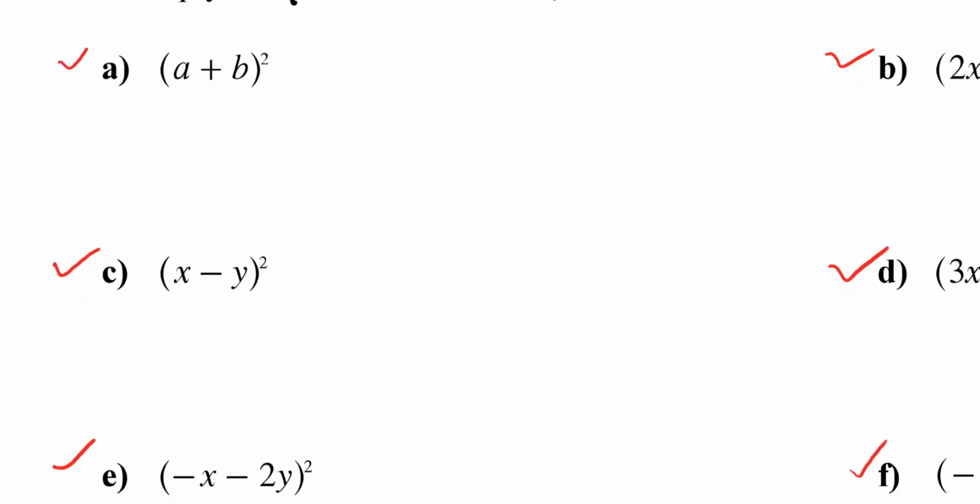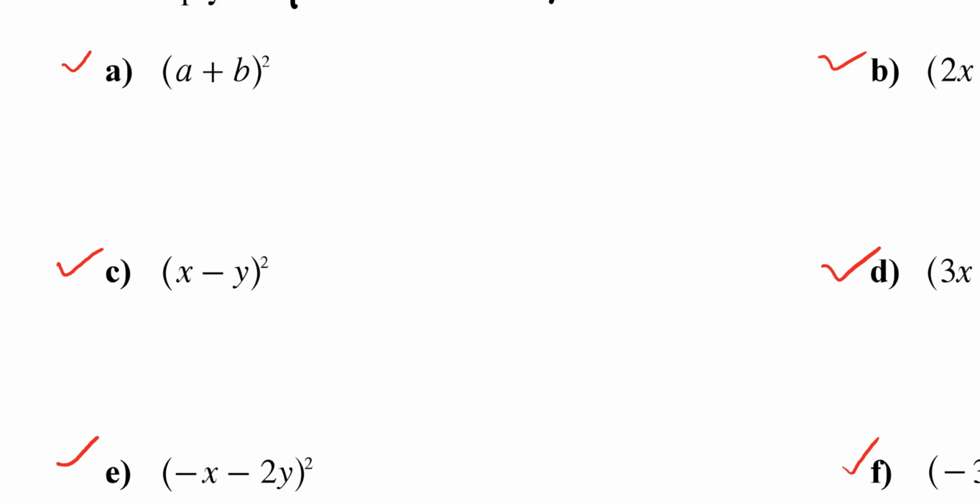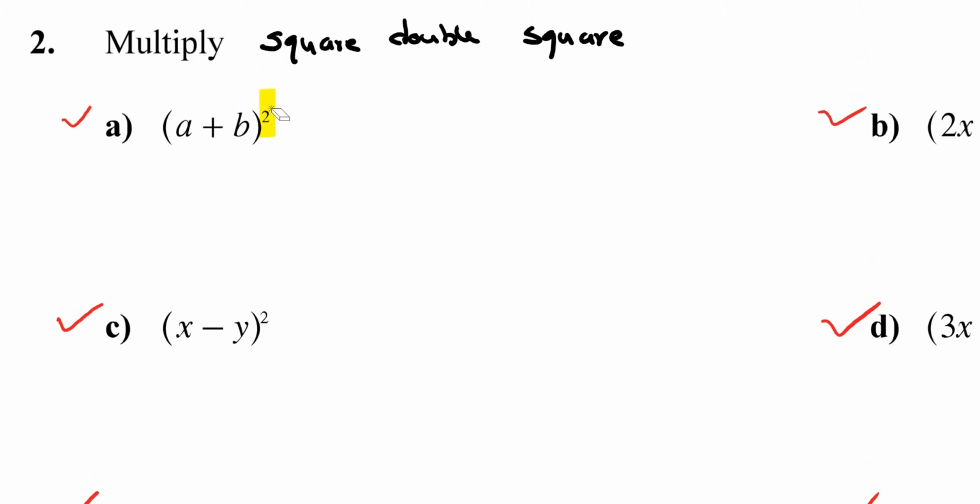So for sure you can FOIL this out if you like to, but anytime you have this power of 2 here, it's a very good way to do the square double square technique. All right, so let's go ahead and apply it. What does the square, that first set of instructions there, mean? Well, you take your first term, which is a, and you square it. So if I square that, that's going to be a squared.